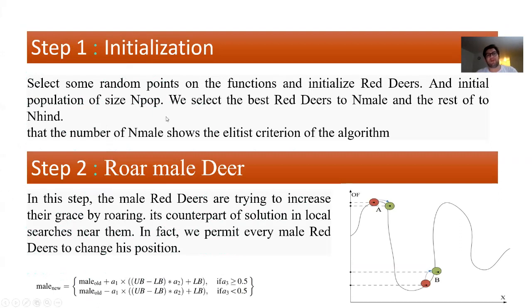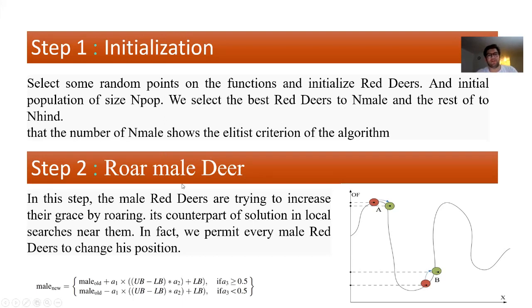So in the first step, the initial process, we always generate random solutions, and then the main loop of the algorithm starts from step two, when the males roar. So we select the best red deers as N male, and the rest of the red deers as N hind.